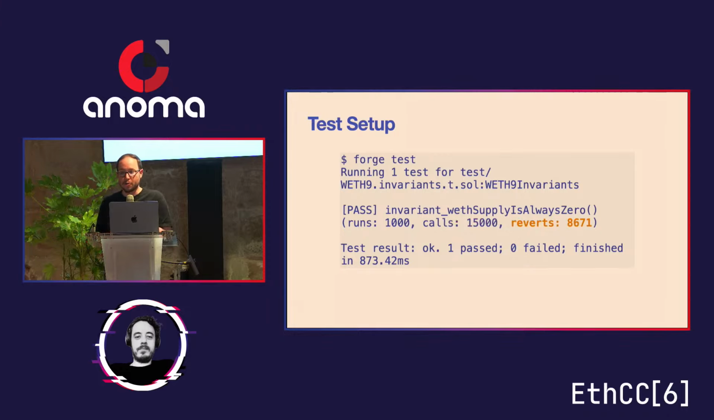And then finally, we have reverts, which is the number of calls that actually reverted in this test run. In this case, you can see well over half of our calls reverted. These were all the randomly generated calls that were made by the fuzzer to our contract, and over half of them reverted. So you might wonder what's going on here. Is this doing anything? This reverted a bunch, but the test passed. So what's going on?